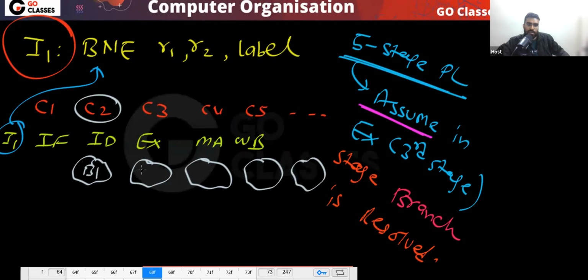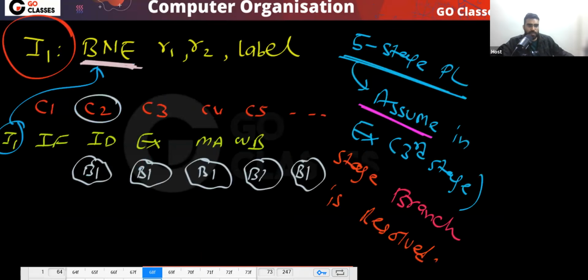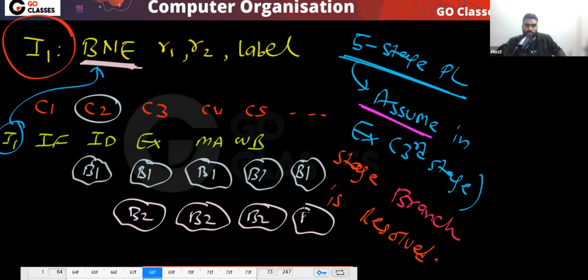So you can notice bubble 1. Because this is a branch instruction, I told you that after every branch instruction we stop fetching until the branch is resolved. So there will be 2 bubbles, B1 and B2.